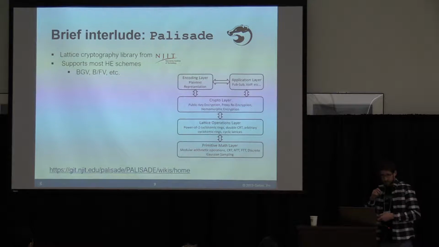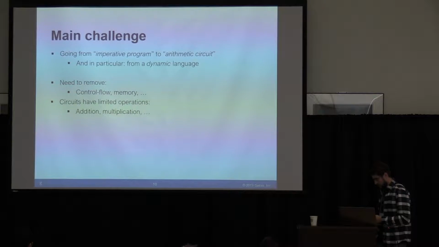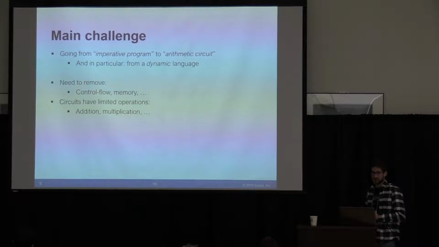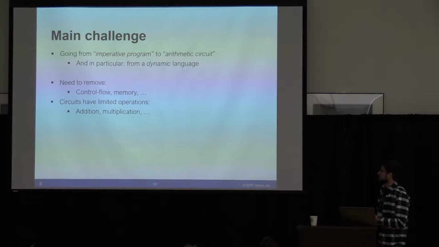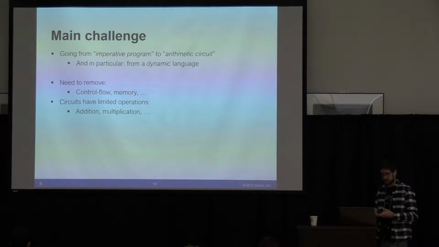So Palisade is a general lattice crypto library. It also implements HE schemes as well as proxy encryption and other lattice-based things. So what is the main challenge with this approach? It's really going from this imperative language, Julia, where there's state that can be modified, and in particular, it's kind of a semi-dynamic language. And we want to convert that to some representation, an arithmetic circuit that has no control flow, no memory, and very limited operations.